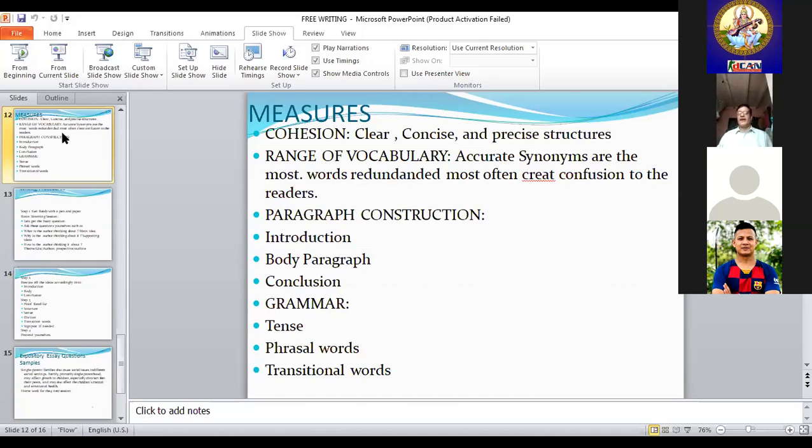And then the next one comes grammar. For grammar, you have to check tense structure, phrasal words, and transitional words. Whenever you check all this in your checklist, cohesion is okay. Have I used the perfect range of vocabularies? Paragraph construction is perfectly done without any confusion. Grammar section is perfect. As is the question, so is the answer. Time and again I've used phrasal words and transitional words because they will give you a kind of clarity.